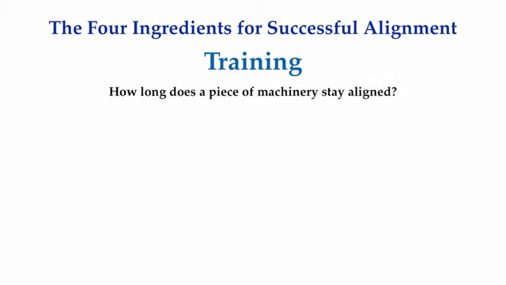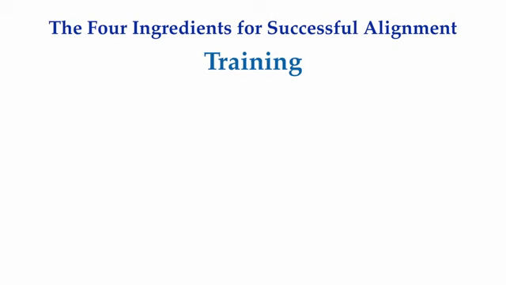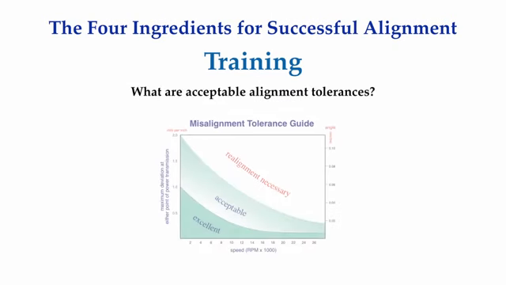A common misconception is that once you align a piece of rotating machinery, it stays aligned forever. If you did annual alignment checks, you might be surprised to learn how many drive systems drift out of alignment. You know, perfect alignment in the real world is virtually impossible to achieve. It is important to understand what is an acceptable amount of misalignment and the difference between coupling tolerances and alignment tolerances.